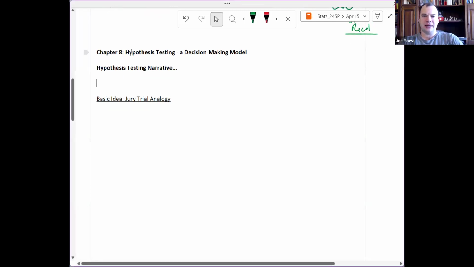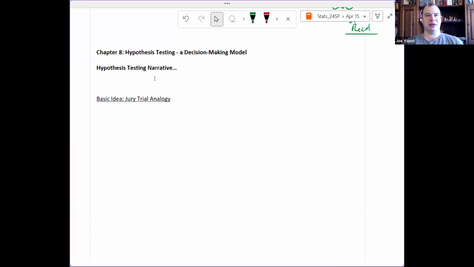Okay, so chapter 8, hypothesis testing, like I kind of mentioned, the real challenge of hypothesis testing isn't so much the calculations. They're pretty much the same calculations we've done in confidence intervals and in chapter 6 with things like central limit theorem. Really, the difficulty is the analysis and interpretation side of things. So I want to start with a little narrative.